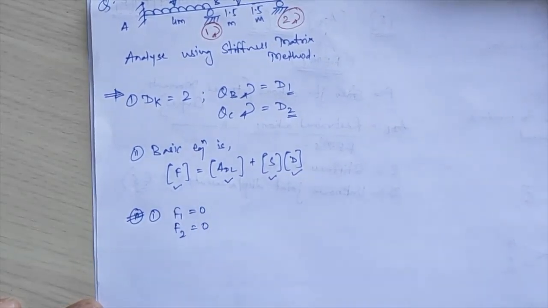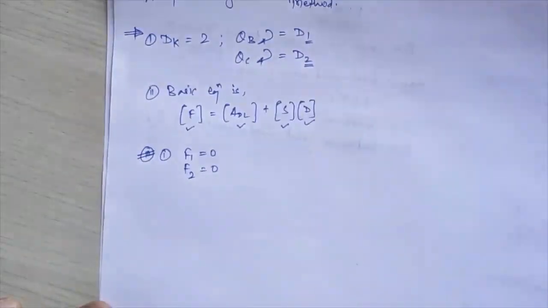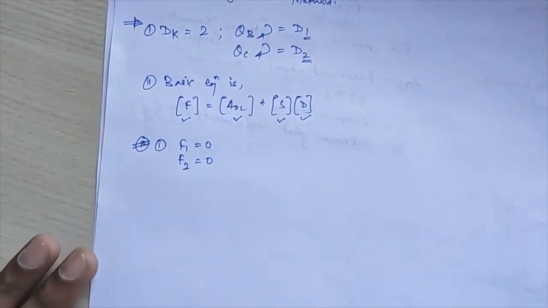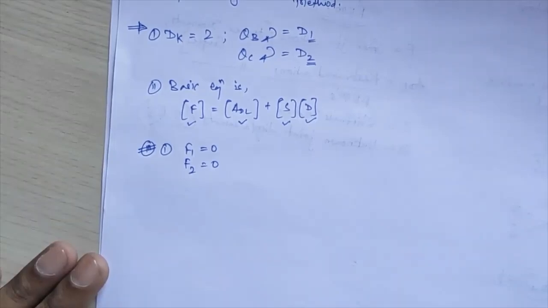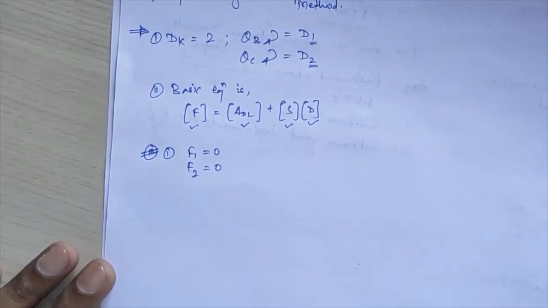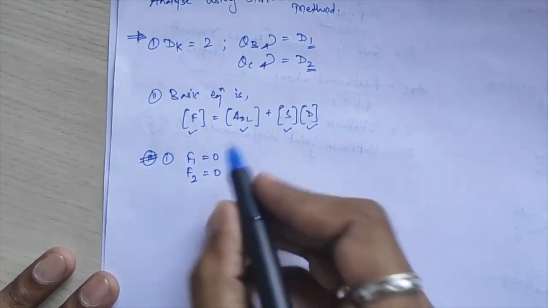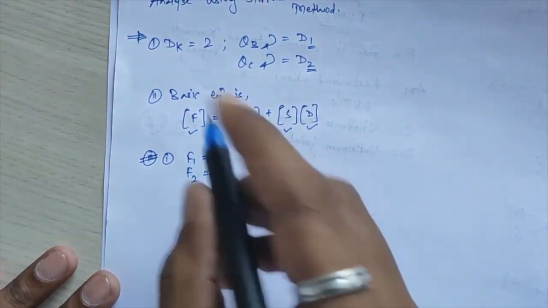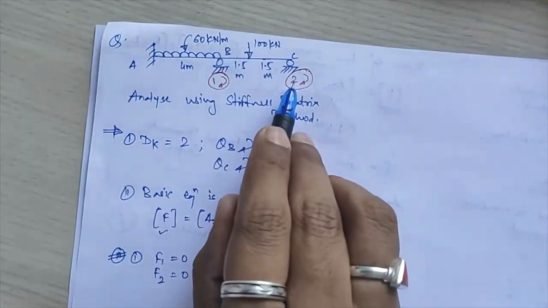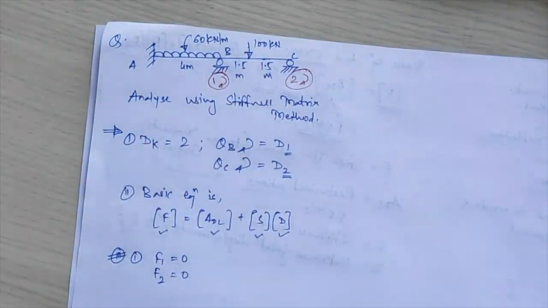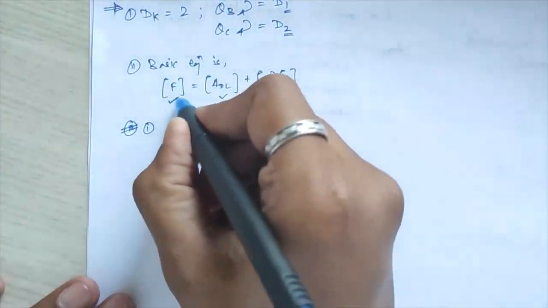Most probably, like in your flexibility matrix method, here also these two values almost come equal to 0. If any force is acting, then at that time the value will come over here. So here your F1 and F2 values both will remain 0. I'll call this the forces corresponding to the selected coordinates in the given structure. So our F matrix is completed.